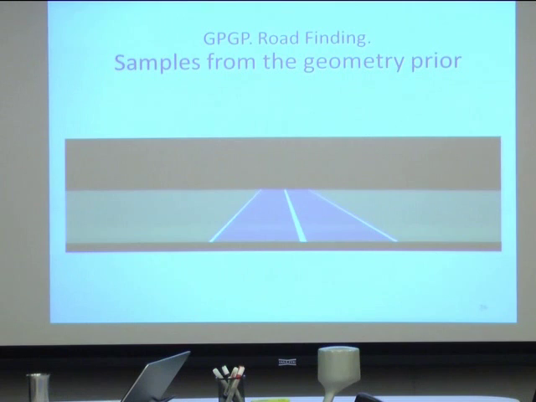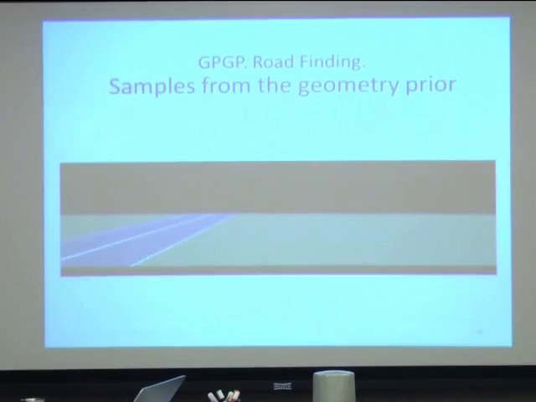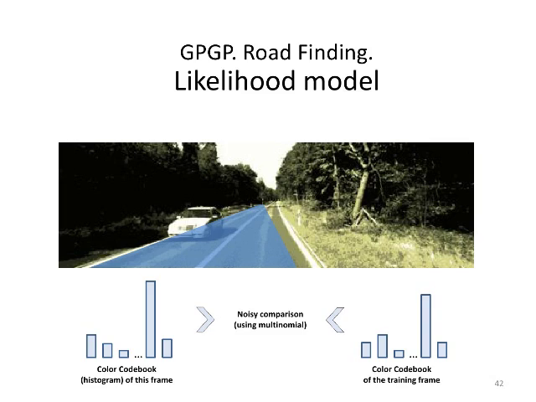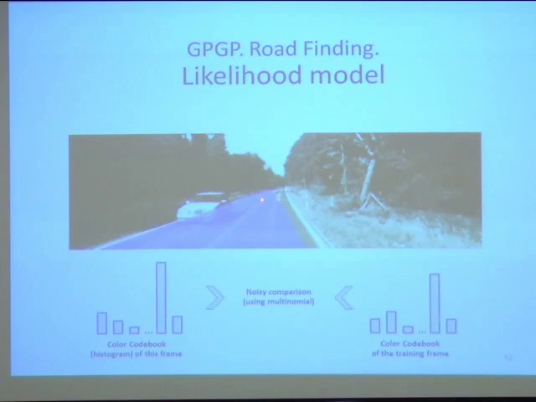And then when we have road, for example here or here, what happens? Now imagine that this is a test image, and imagine that we put a rod here. We extract the histogram of this region of this test image. Then, using multinomial distribution, using noisy comparison, we compare this color-coded book extracted from the test image with the color-coded book of the same region of the train image. And this is what we compare in stochastic comparison.